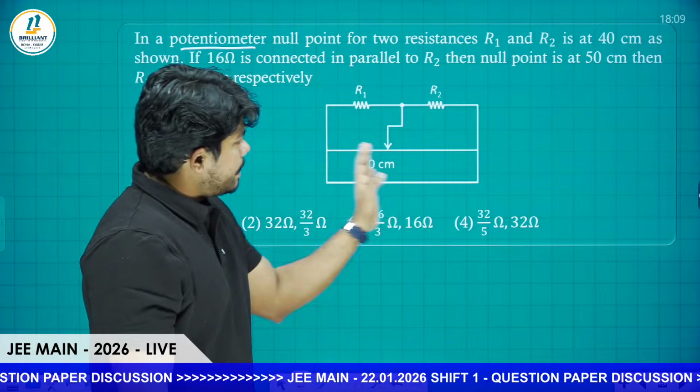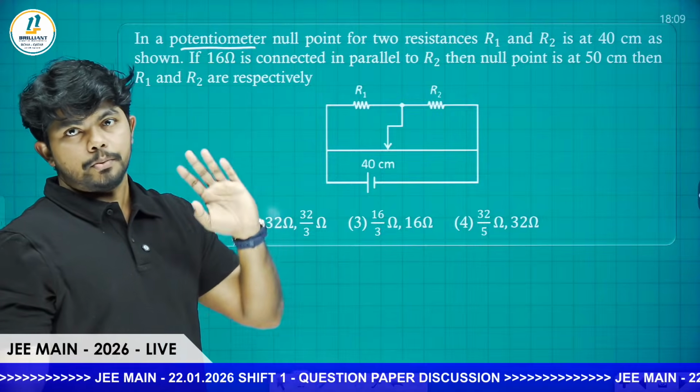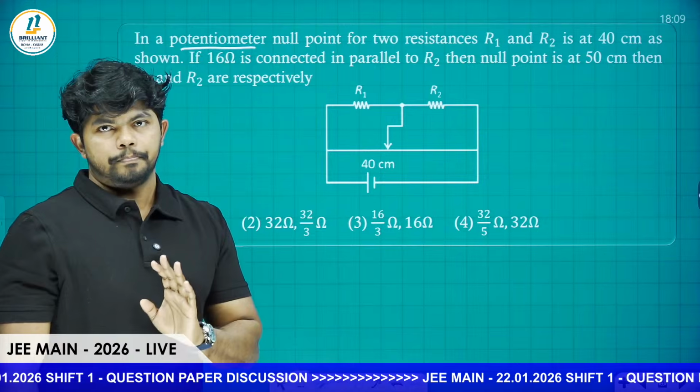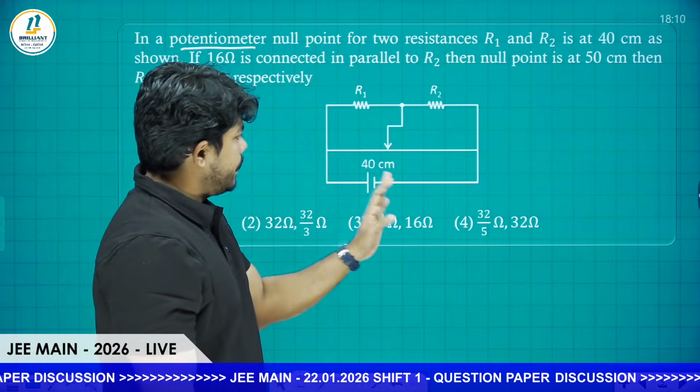So this is just a balanced Wheatstone bridge. They have just given the name potentiometer. You don't have to think that this is out of syllabus and I am not going to do it. This is actually a very easy question. We can all solve this very easily.